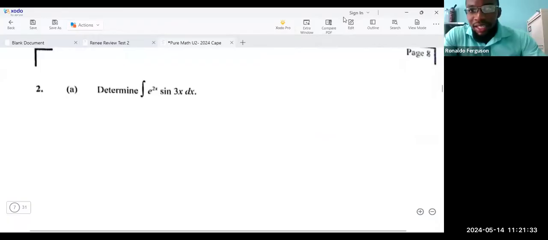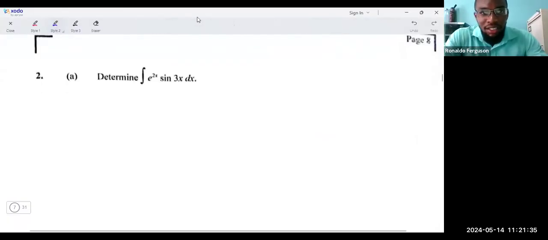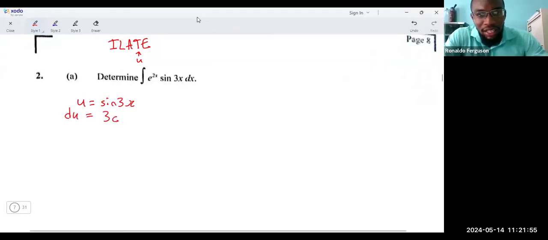More integration again. Determine the integral of e to the 2x sine 3x. So now we're going to use the ILATE rule. ILATE tells us that trig functions come before exponential. So this will be our u. So our u is equal to sine 3x, du is equal to, when you differentiate sine, you get cos. Our dv is e to the 2x, so our v is equal to e to the 2x over 2.